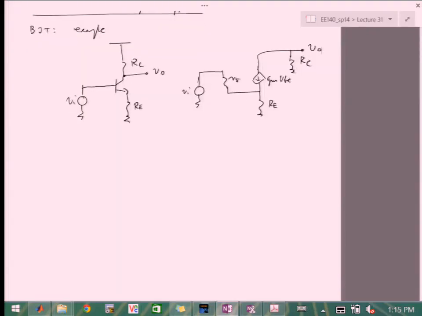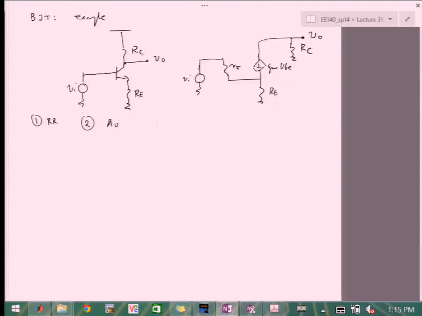So just the same way we did it. The approach I showed you so far was to determine RR first. Then after that, we can look for A0, and then look for A equivalent. And then A closed loop will be A equivalent over 1 plus RR plus A0 over 1 plus RR. Right, so that's the recipe, 1, 2, 3, 4.